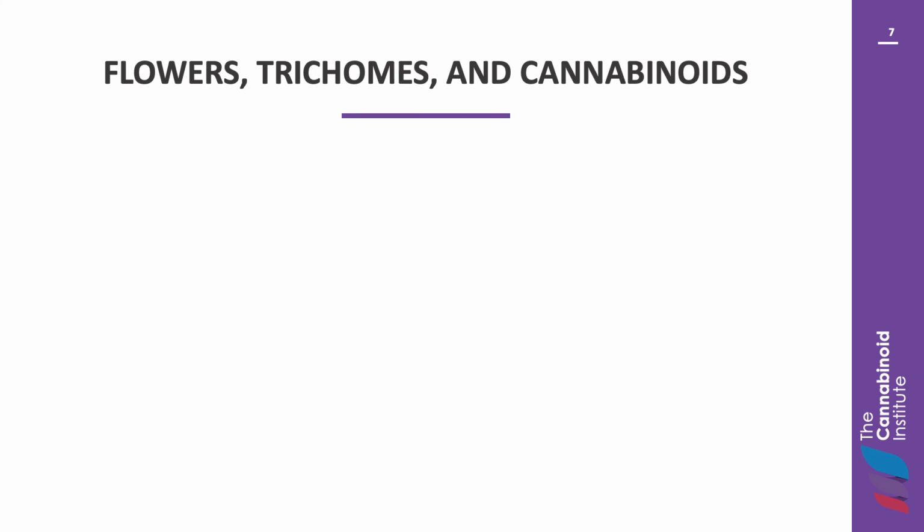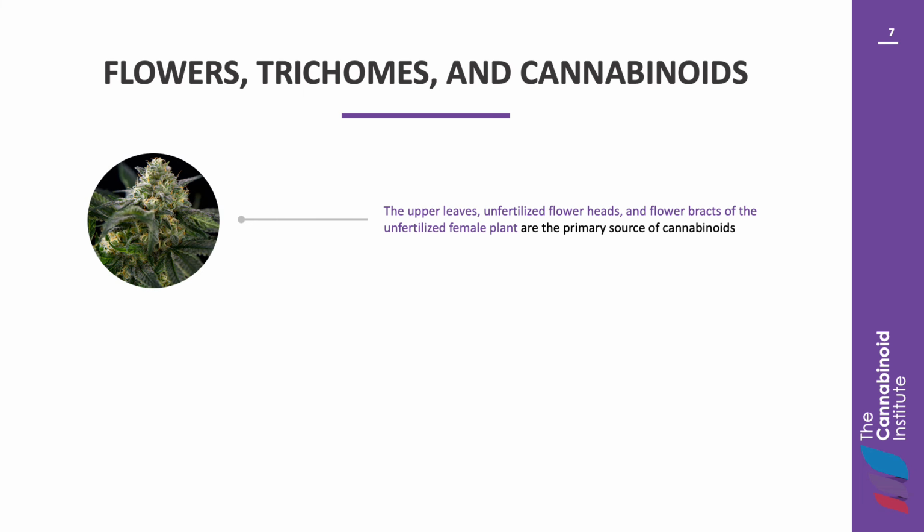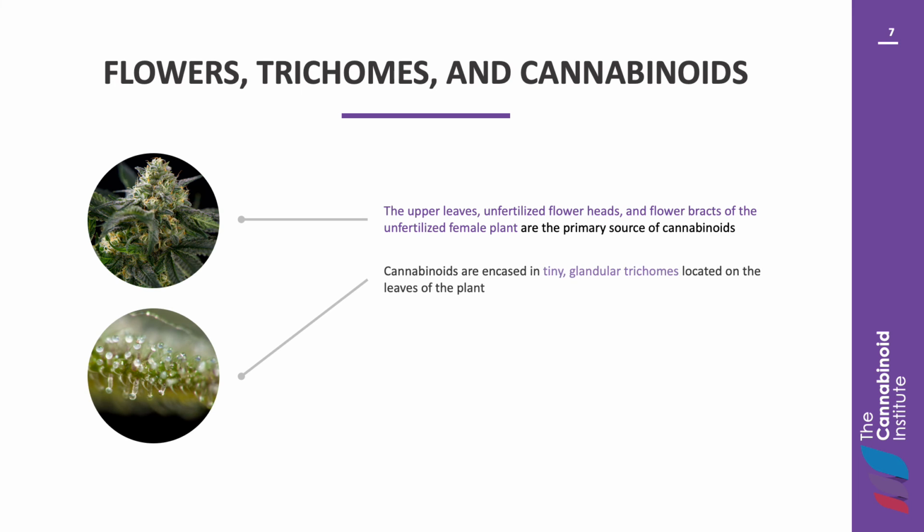The pharmaceutical compounds found in cannabis, known as cannabinoids, are found in the upper leaves, unfertilized flower heads, and flower bracts of the unfertilized female plants. There are no cannabinoids present in the roots, seeds, or stems of the cannabis plant. Cannabinoids are encased in tiny glandular trichomes located on the leaves of the plant.